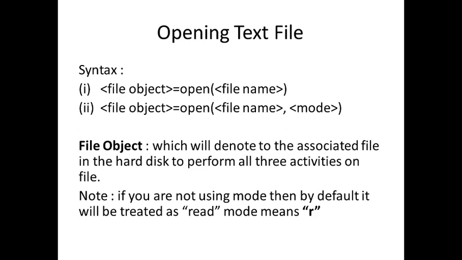Okay, so first we will discuss what is a file object. A file object is basically a stream to handle the file stored on the hard disk. I'll just take an example.